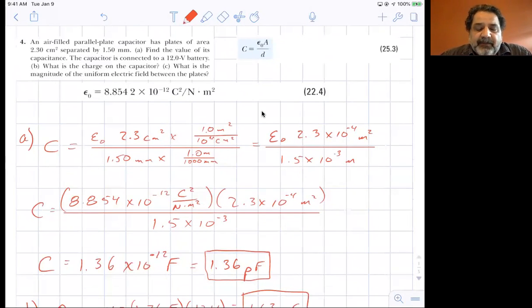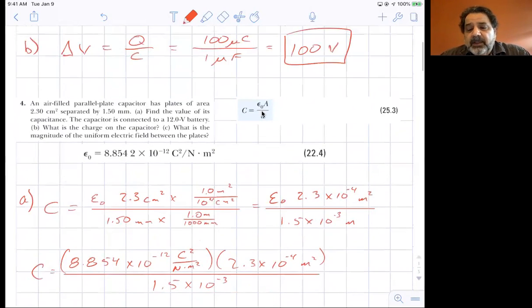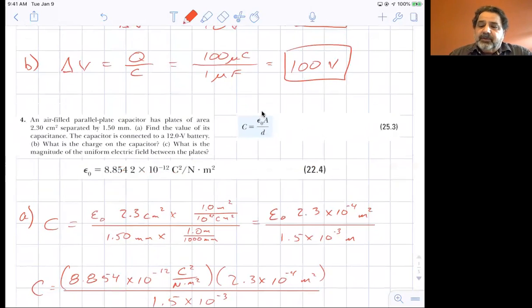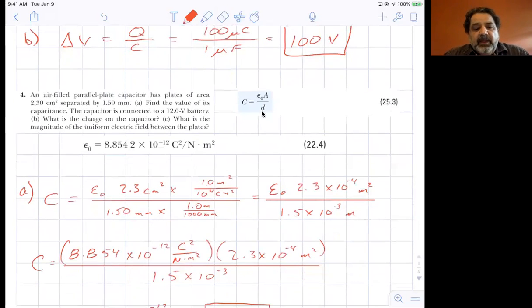Now, if we're going to do this, we need to convert everything to meters. So using equation 25.3, this is what we're going to use. C equals epsilon 0 times the area divided by the distance between the plates. So C equals epsilon 0 times 2.3 square centimeters. Now to convert it, it's 1 square meter for 10 to the 4th square centimeters, divided by 1.5 millimeters, and that's times 1 meter per 1,000 millimeters.